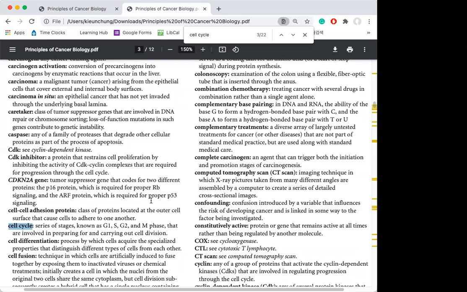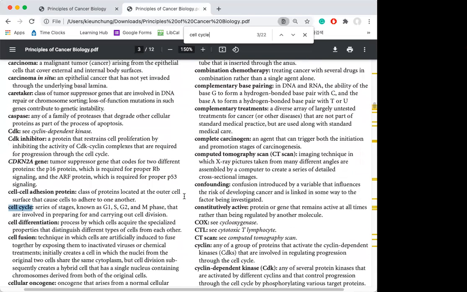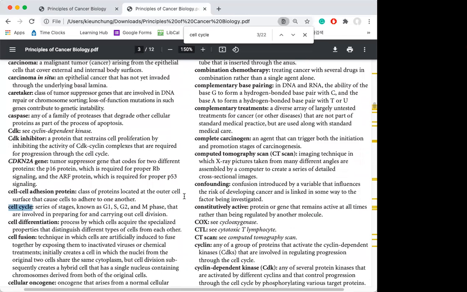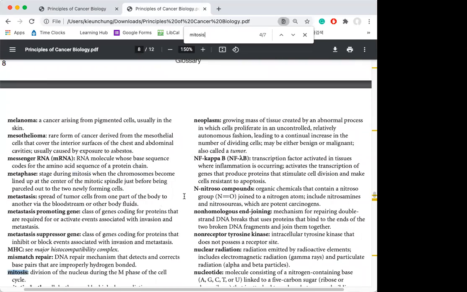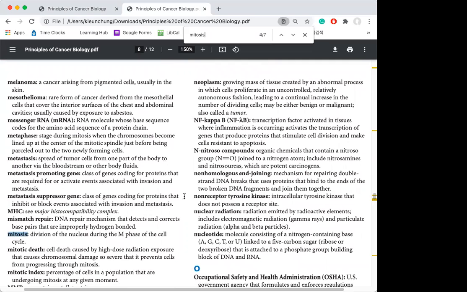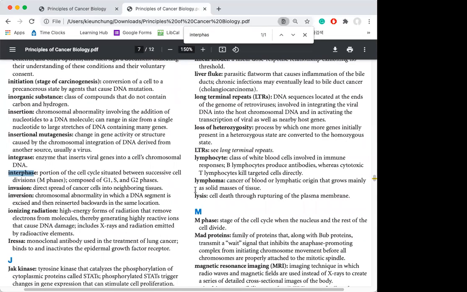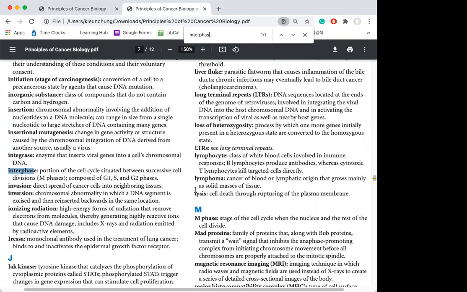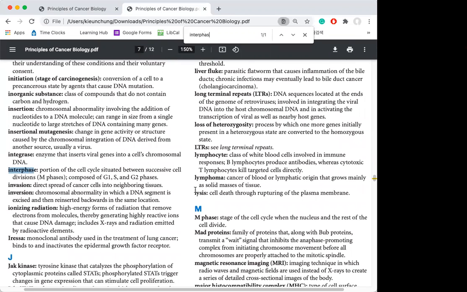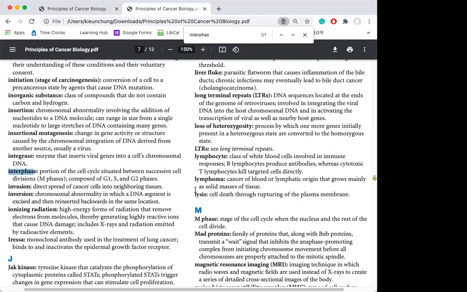Cell cycle, series of stages known as G1, S, G2, and M phase that are involved in preparing for and carrying out cell division. Mitosis, division of the nucleus during the M phase of the cell cycle. Cytokinesis, division of the cytoplasm during the M phase of the cell cycle. Interphase, portion of the cell cycle situated between successive M phases, composed of G1, S, and G2 phases.